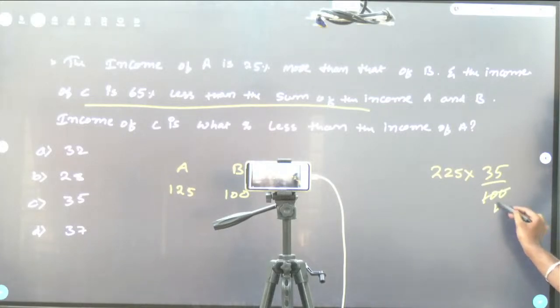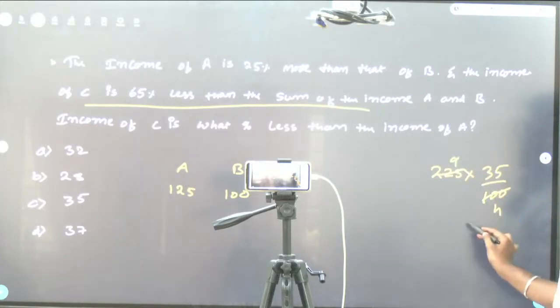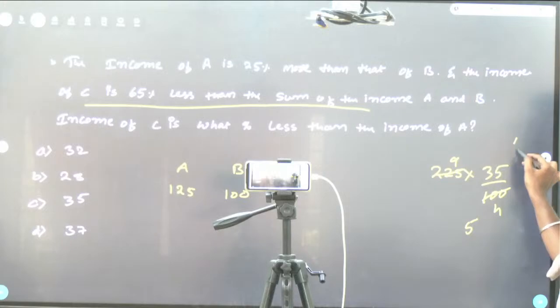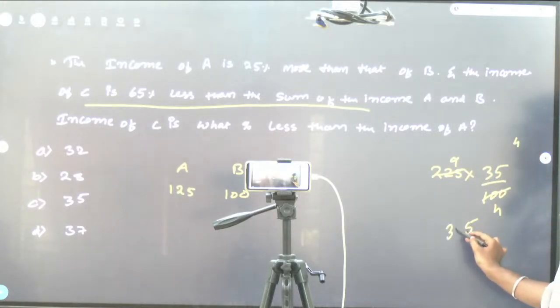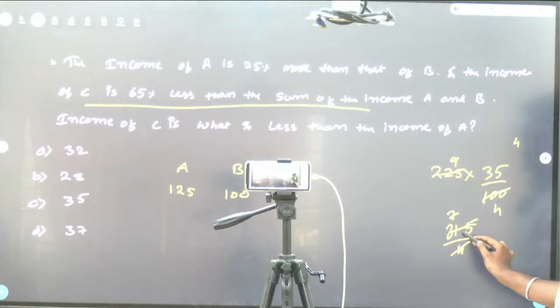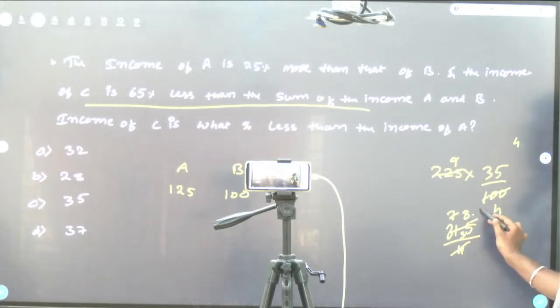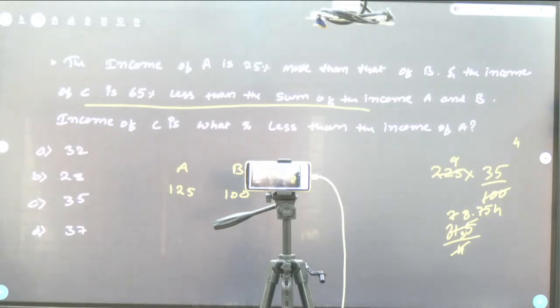25 4s are 100, 9 5s are 45, carry 4, 27, 31. 31 by 4 calculate: 4 1s are 4, 7s are 28, carry 3, 8s again, 7s, 5s are 78.75. Correct?